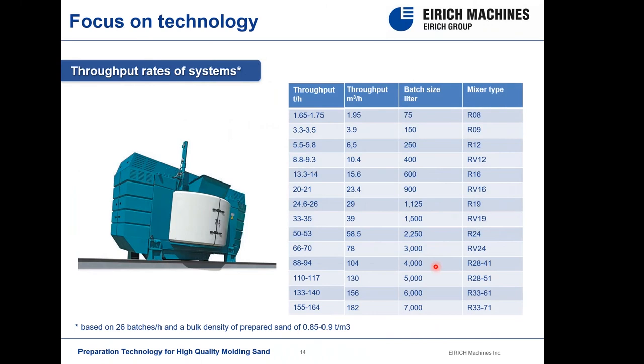So these are the throughput rates of our systems. The smallest mixer that we make is for producing between 1.6 and 1.75 tons per hour. And the biggest one we produce goes from 155 to 164 tons per hour, which is the R33. So this is the range of capacities that we can provide to the foundries. If there's a foundry that requires more sand than this, we normally suggest using 2 or 3 mixers in order to have more consistent production.